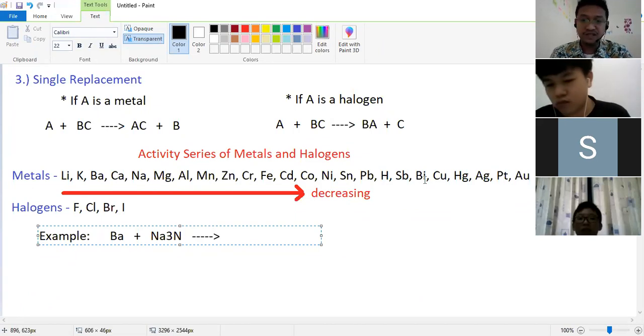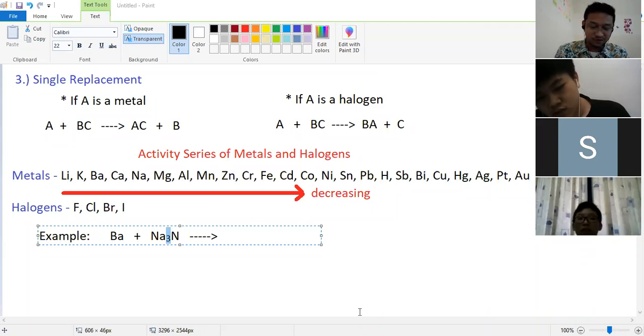All right, Mini answered barium nitride plus sodium. All right, barium nitride plus sodium, but let's check first her symbols. Okay, Ba3N2 plus Na. Okay, this is correct. So we have a point for Mini.